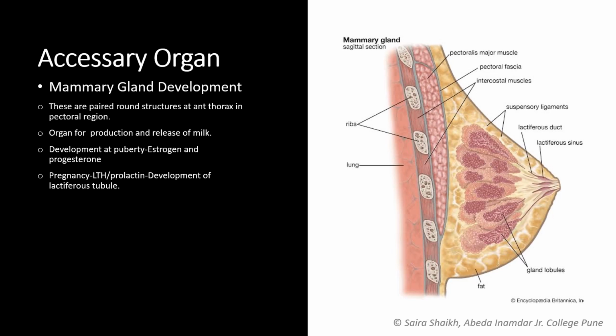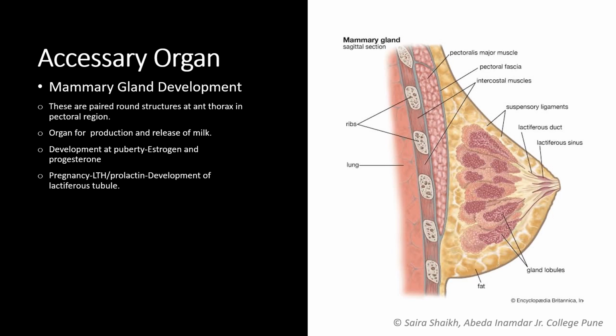Let's move and talk about the mammary glands. Mammary glands are paired round structures present at the anterior side of the thorax in the pectoral region. This is the organ for the production and release of milk. Mammary glands develop at puberty in the presence of the hormones estrogen and progesterone. These are the ovarian hormones. In the presence of these hormones, the development of the mammary gland is done.